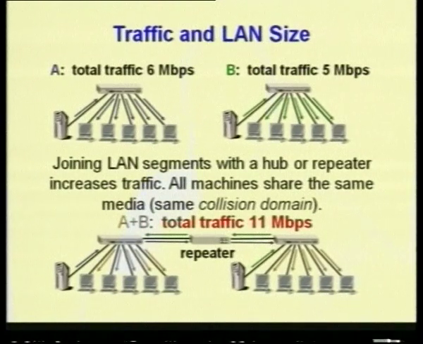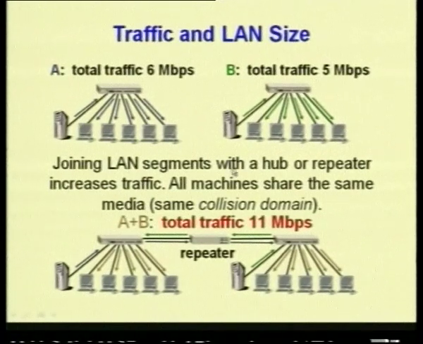So, traffic and LAN size. Let's look at how we are able to handle traffic by increasing the LAN size. Let's say I have two networks, A and B. This is a different LAN, this is a different LAN. I have a LAN A and a LAN B. LAN A, let's say, had a total traffic of 6 megabit per second. LAN B has a total traffic of 5 megabit per second.